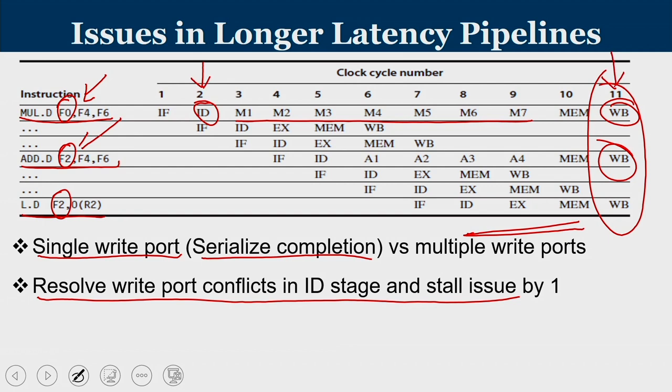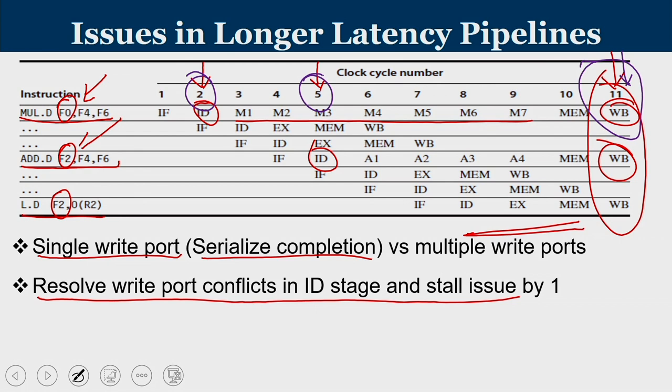at 11. Similarly, when I have an add instruction whose ID is at 5, I know that this add instruction also is going to reach the write back stage at 11. If we have the information that is available inside the control unit, which tells that an instruction previously issued at clock cycle number 2 will also reach the write back stage exactly at the same time, then I am not supposed to complete my decoding at clock cycle number 5, either I should delay. That is called resolving write port conflicts in the ID stage itself.